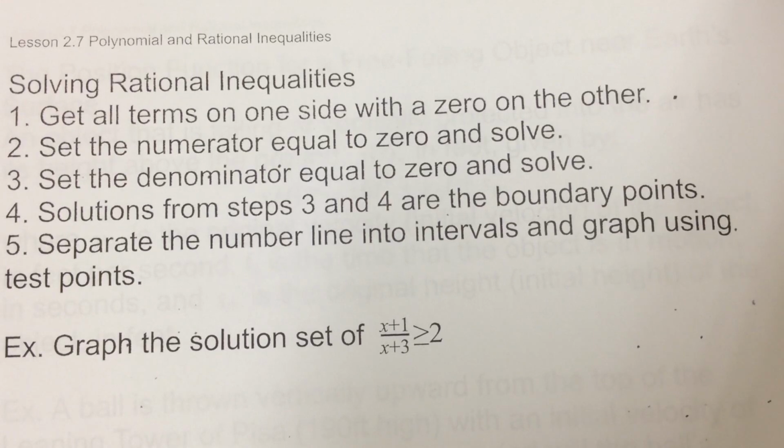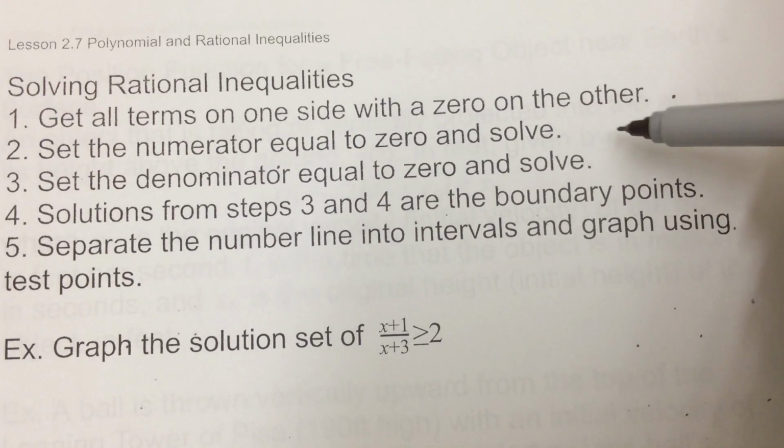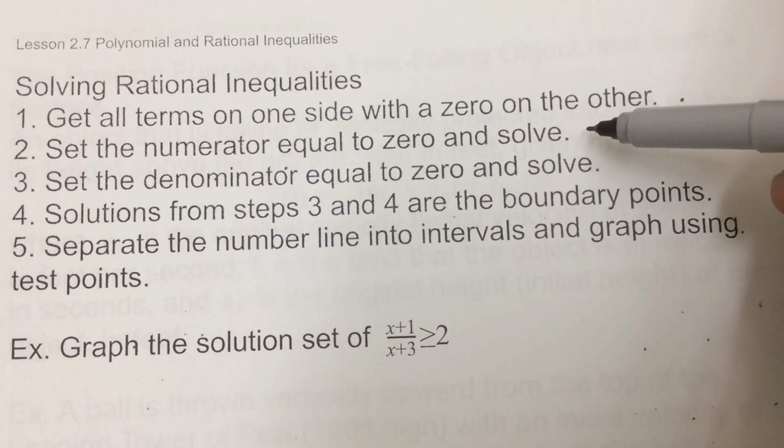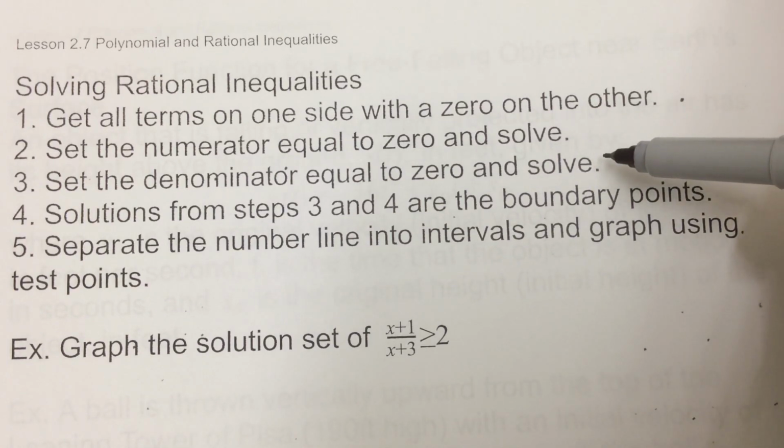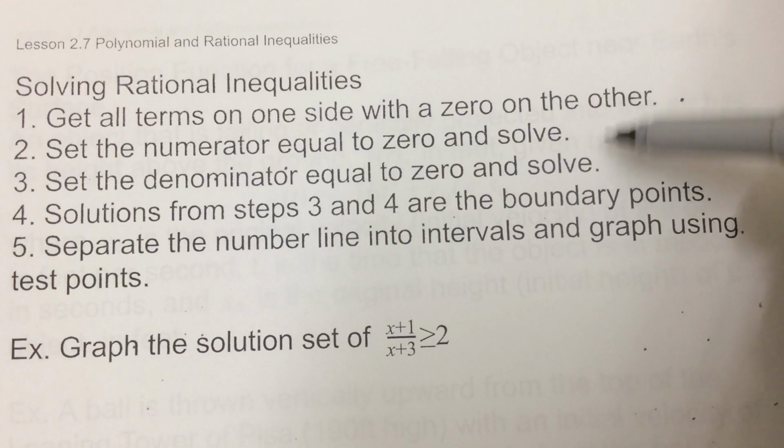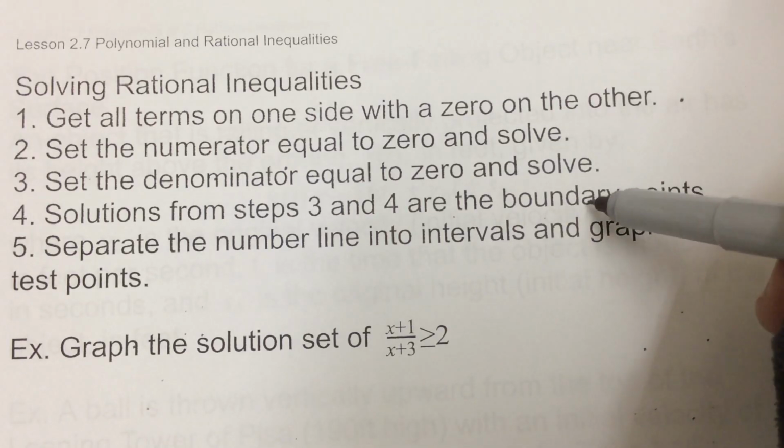We don't have a plus or minus something with it. It has to be one fraction on that side. Then we're going to take the numerator, set it equal to 0, and solve. We're going to take the denominator, set it equal to 0, and solve. And what we get out of those two will be our boundary points. What x equals will be our boundary points.